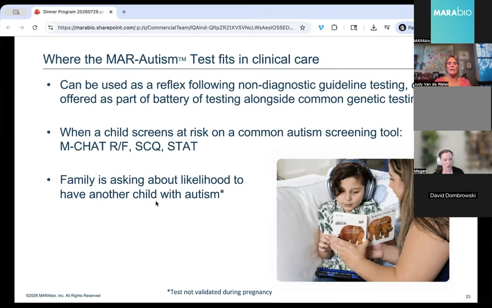Again, for that early symptomatic child, when a child screens at risk in a common autism screening tool, this test can be done at that time. And then around those families who want to leave no stone unturned, potentially asking about likelihood for having another child with autism.